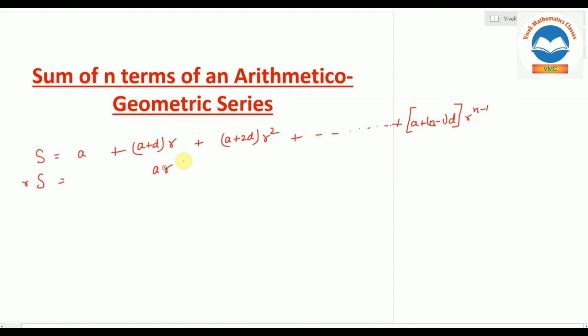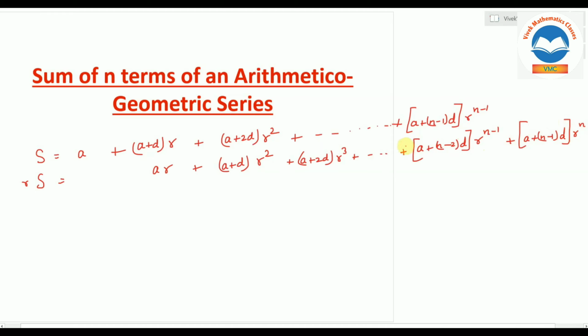So we will get AR. Next plus (A plus D) into R square. Next you will get (A plus 2D) into R cube. At last here what you will get? (A plus (n minus 2) into D) whole multiplied by R to the power n minus 1, plus (A plus (n minus 1) into D) whole multiplied by R to the power n.